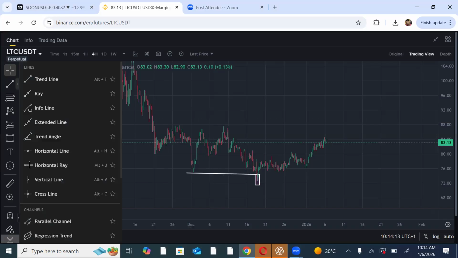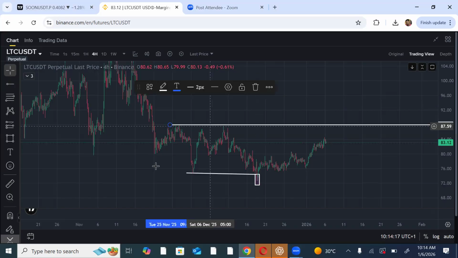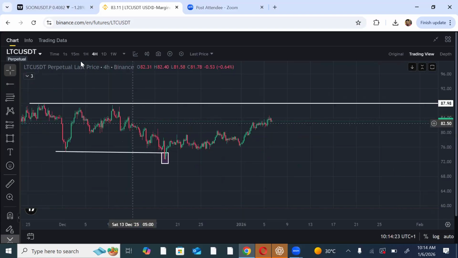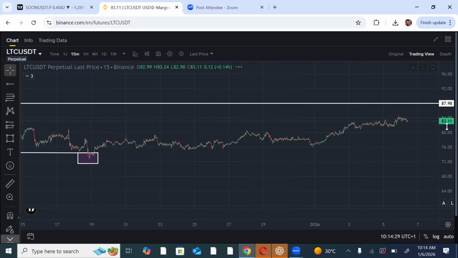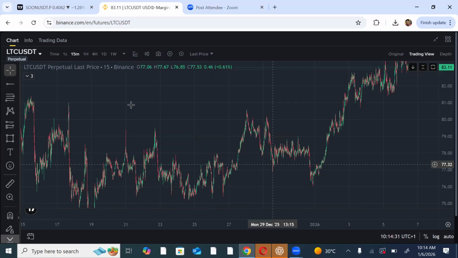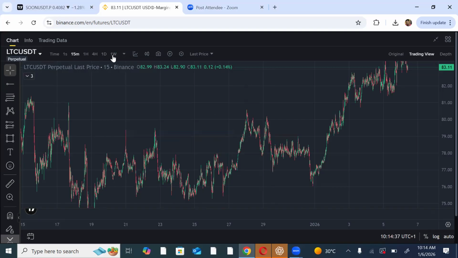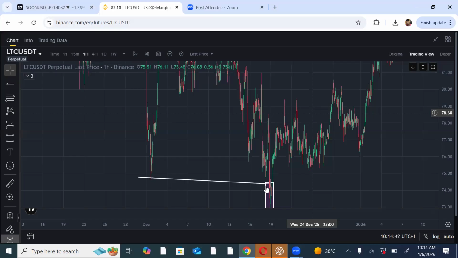This trade is still on. So if you are watching this video, kudos to you. This is the next draw on liquidity here. So let's see. Let me put this on 15 minutes. And I want to see perfect draw on liquidity. If I put this on, let's put it on 1 hour. Let's see. Let's say 1 hour. Okay.